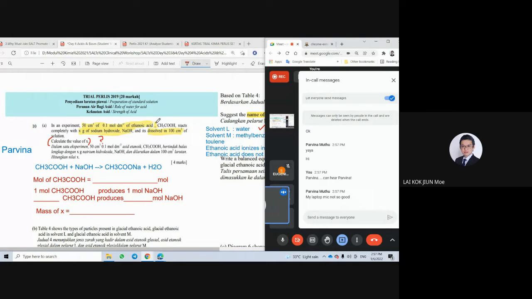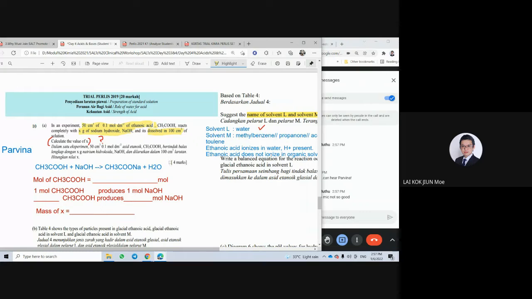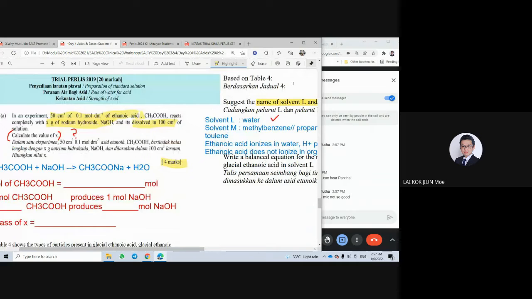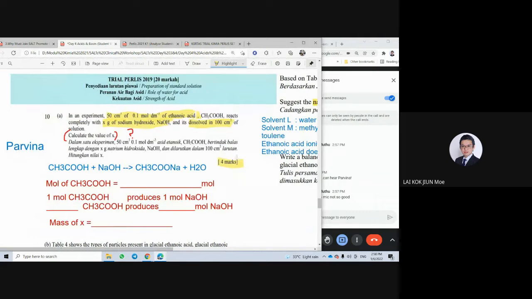Your question is a 4 marks question. Maybe we can hear clearly, no problem. Don't worry, you just try. So Pavina's question is 4 marks. Need to calculate the amount of X. From this experiment, you need to prepare, so calculate the volume of X. You don't know how much X you need, so Pavina, you have to find out how much of X you need.